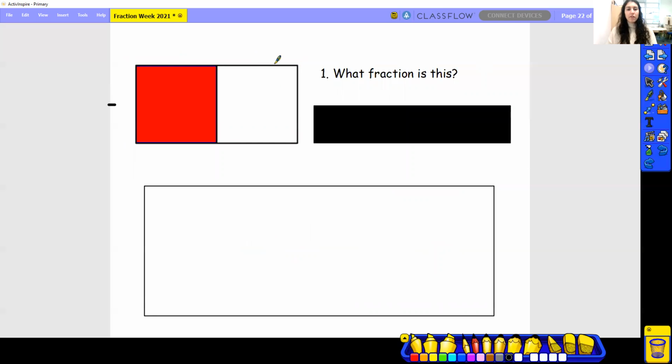So a new one for you. What fraction of this shape is shaded? So can you write down somewhere what fraction of this shape is shaded? Great, hopefully you've done that now.